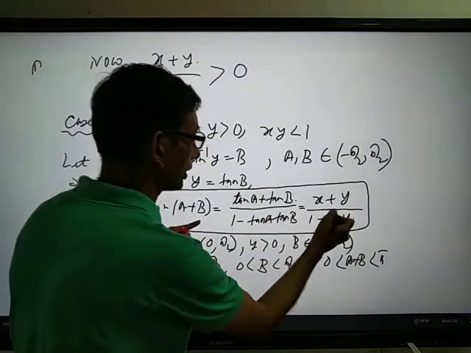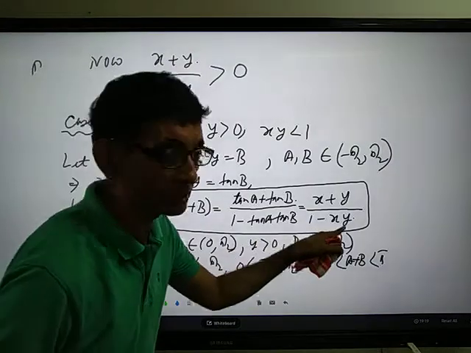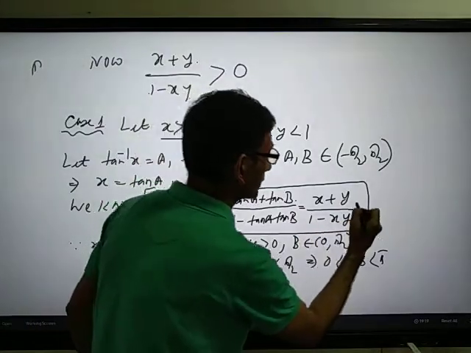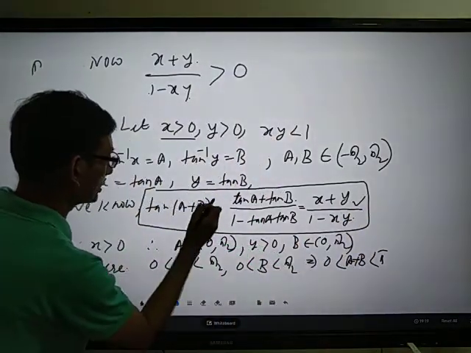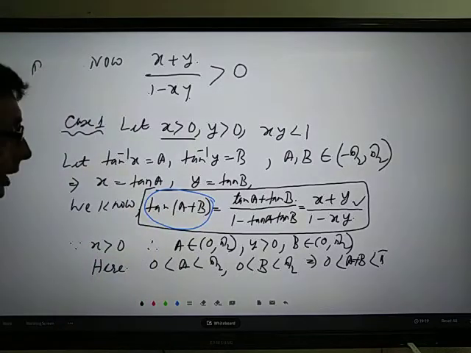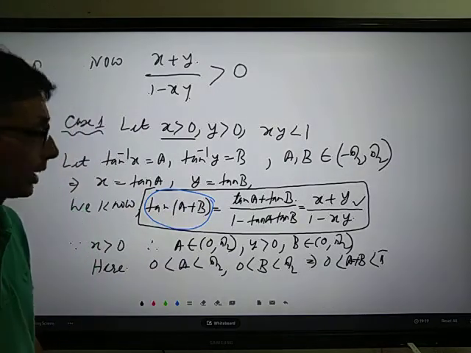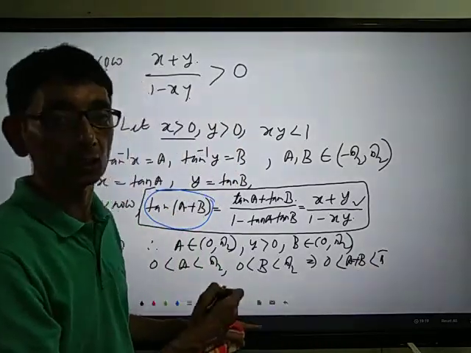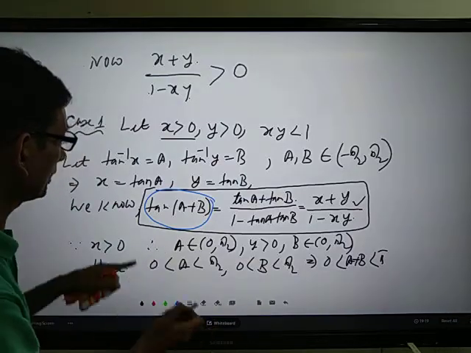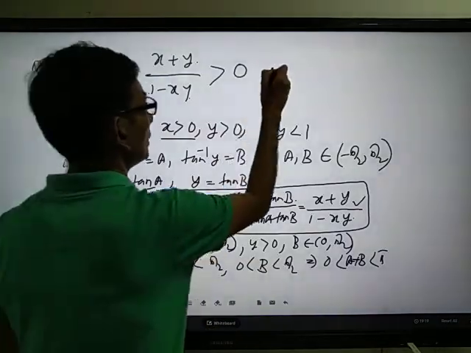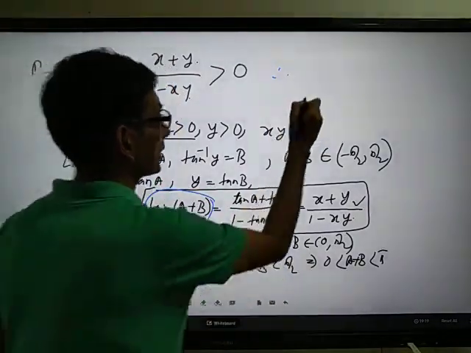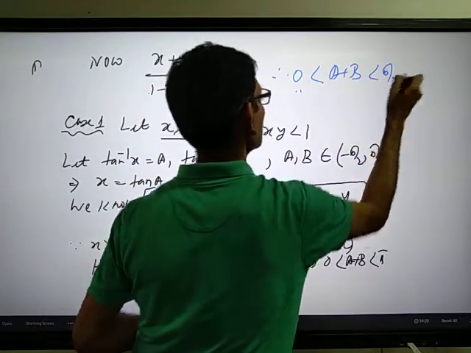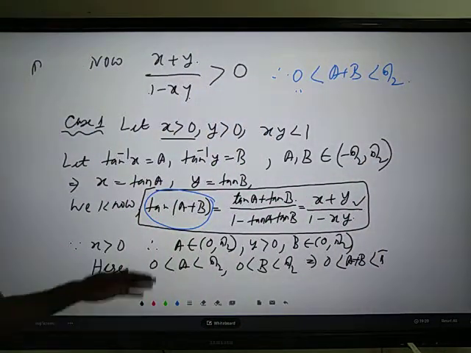Now what is the value of x plus y divided by 1 minus xy? It's equal to tan(a plus b). So if x plus y divided by 1 minus xy is positive, then tan(a plus b) is positive. And where does a plus b lie? A plus b lies between 0 to pi, either in the first quadrant or the second quadrant, and tan(a plus b) should be positive. So with the help of that logic, you can say a plus b should lie between 0 to pi by 2. It's very clear from the given restrictions.